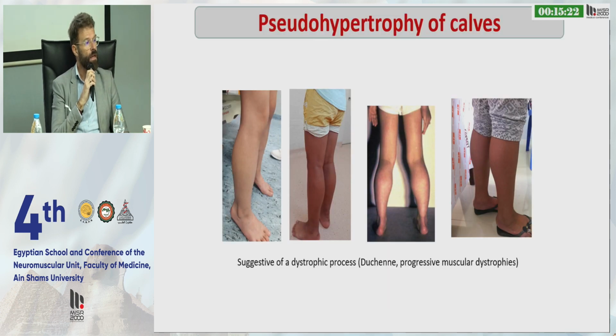And then look here, regarding your question before, we tend to say this pseudo-hypertrophy of the calves is suggestive of a dystrophic process. Of course, Duchenne and Becker are progressive muscular dystrophies. Sometimes the mother of a Duchenne patient is a manifesting carrier. We have many carriers in Egypt who can have this. The manifesting carrier is a big problem because they can have isolated cardiomyopathy. They can have a muscular disease, which is very important. They can have only elevated CK.